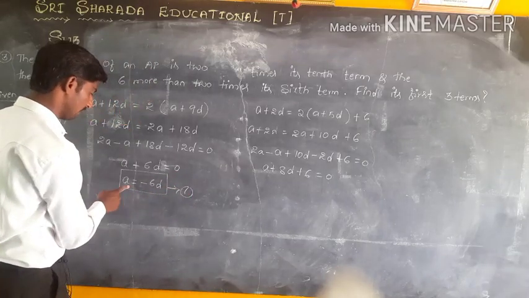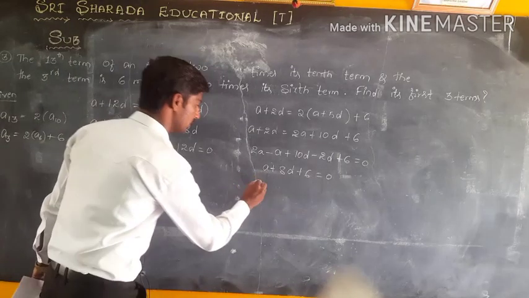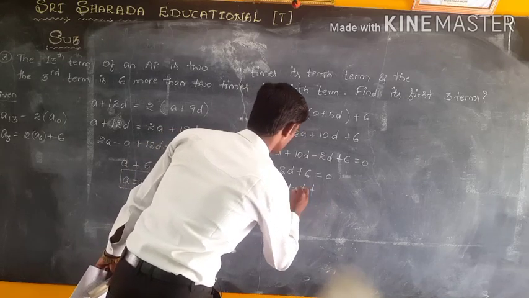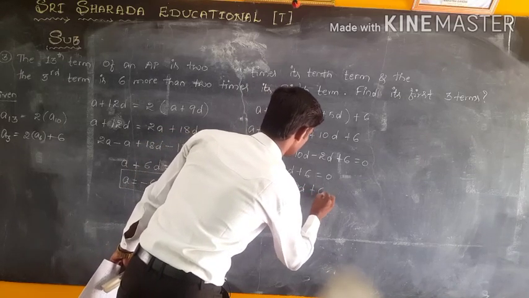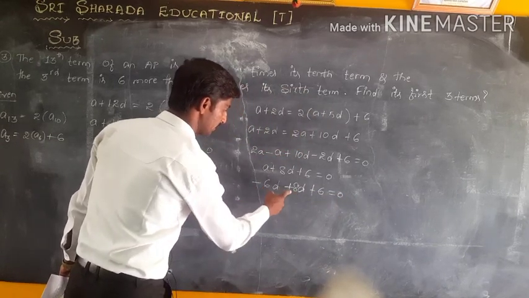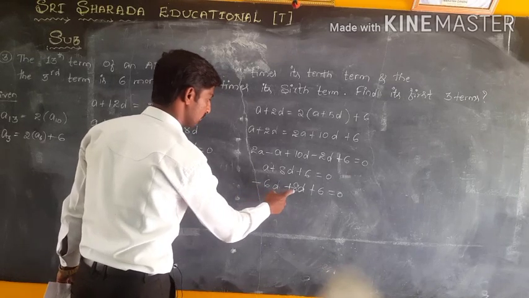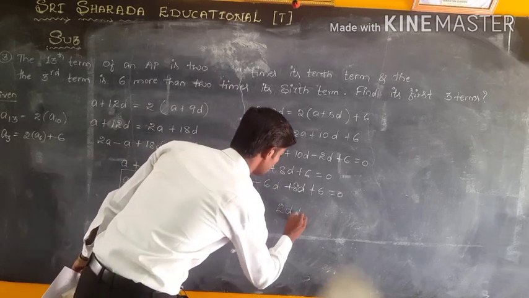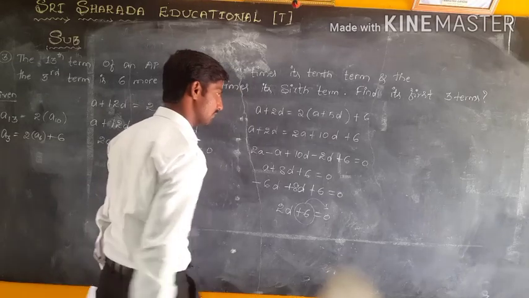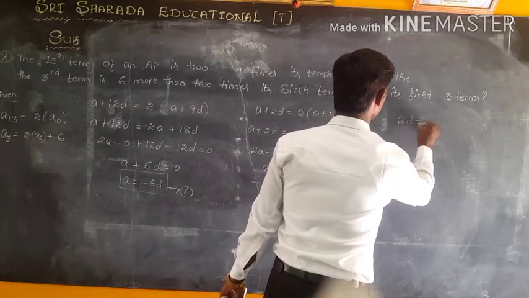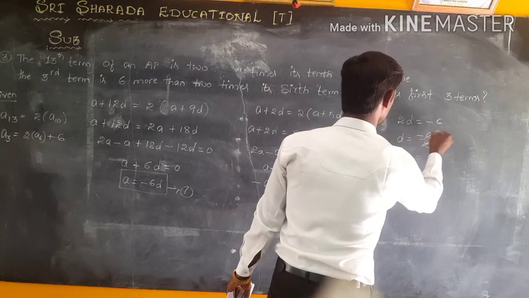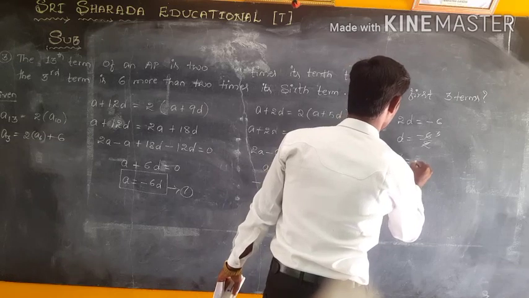See, in equation number 1 we have A is equal to minus 6D. Just substitute here: minus 6D plus 8D plus 6 is equal to 0. Now minus 6D plus 8D, like terms having unlike signs should do subtraction. 8 minus 6 is 2D plus 6 is equal to 0. According to the rule of transformation, plus 6 sent to that side, what will it become? 2D is equal to minus 6, or D is equal to minus 6 over 2, 1s are 2, 3s are 6. So D is equal to minus 3.